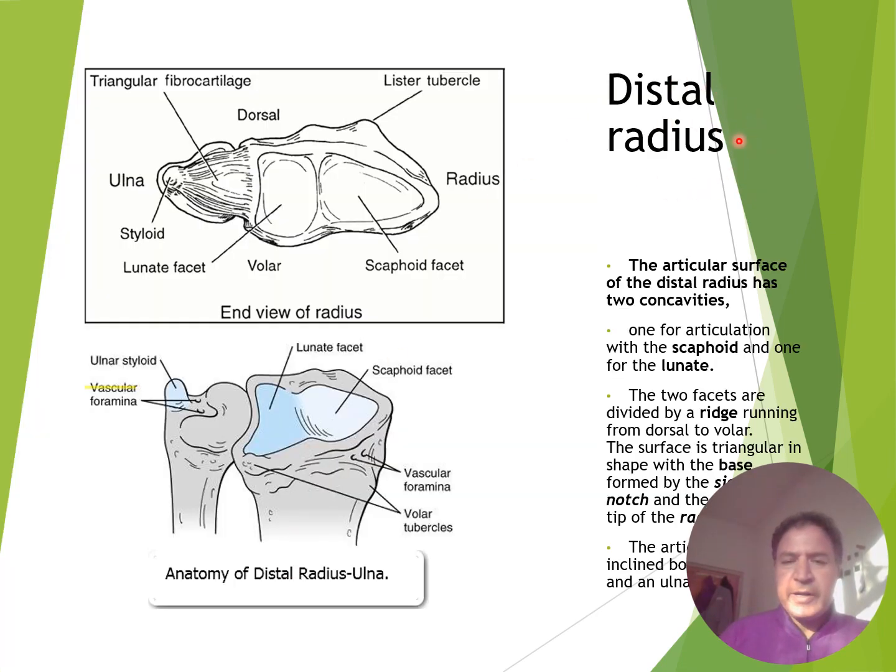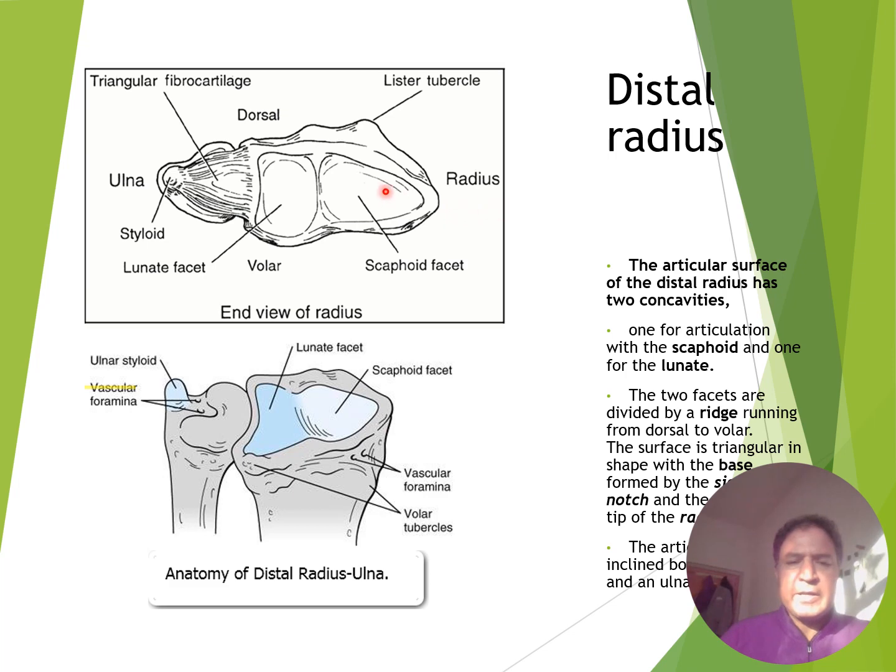Now let us look at the distal radius. The articular surface of the distal radius has two concavities. We have the lunate facet here and the scaphoid facet here, so we have two parts. This is the Lister tubercle. This is the radius, this is dorsal, and this is ventral or volar. This is the styloid process of the ulna, and here we have the triangular fibrocartilage.